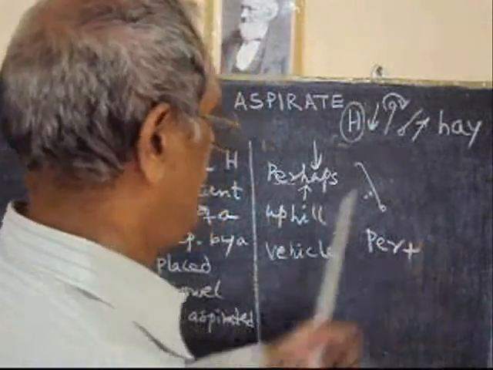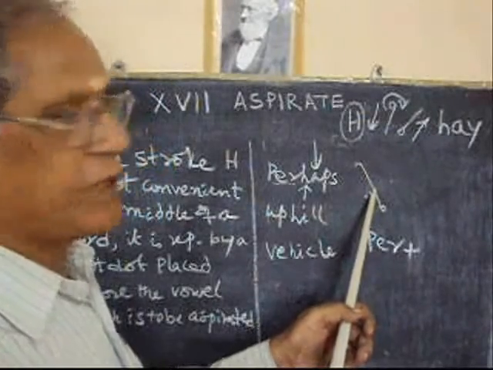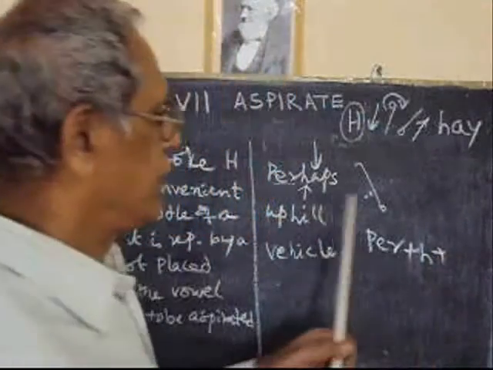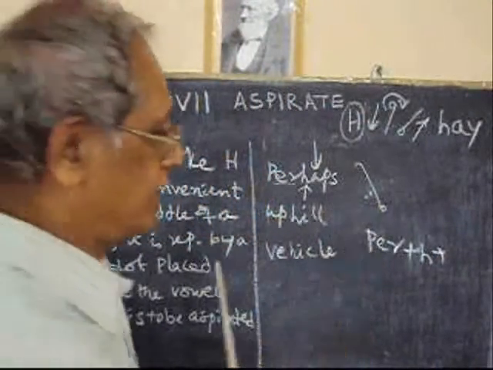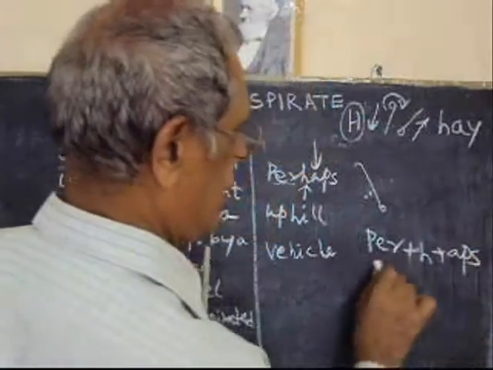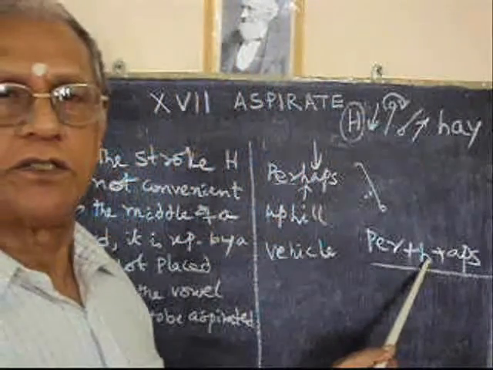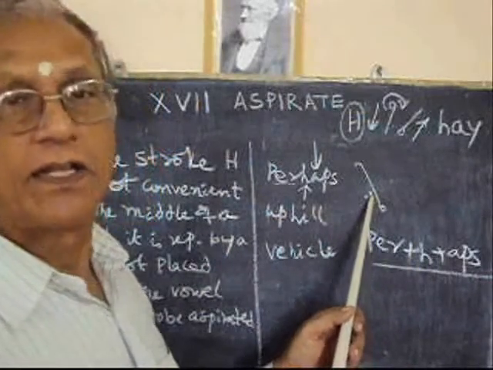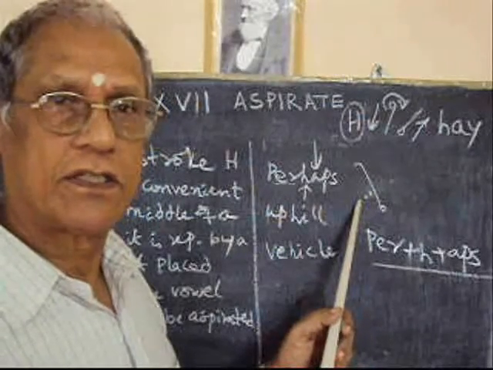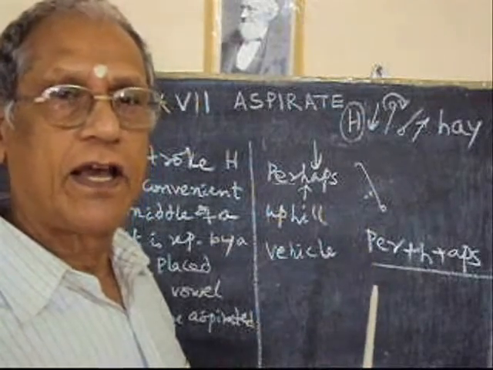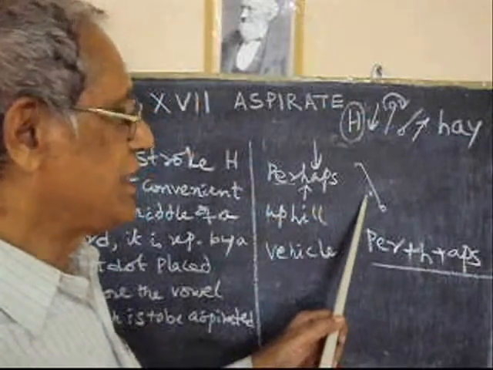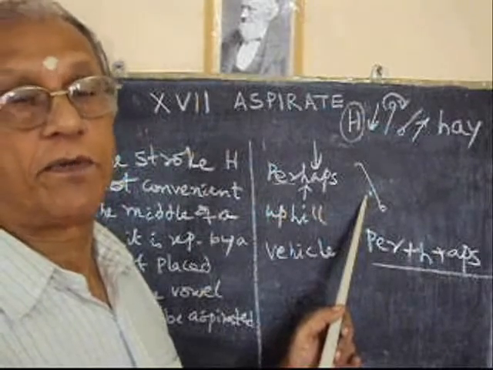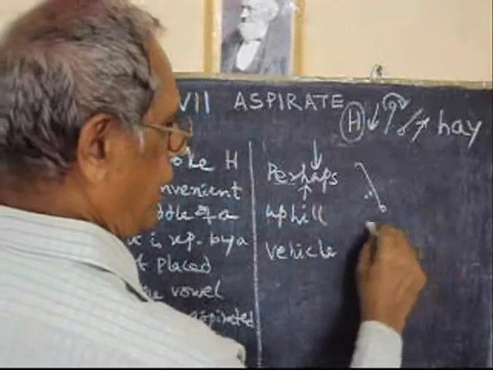Par. Up to this, par, ha, then read this, as. Understood? So this is the vowel that is to be aspirated. So before that, you put the light dot that represents hay. This dot represents hay.